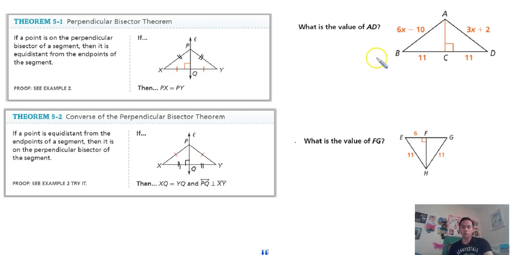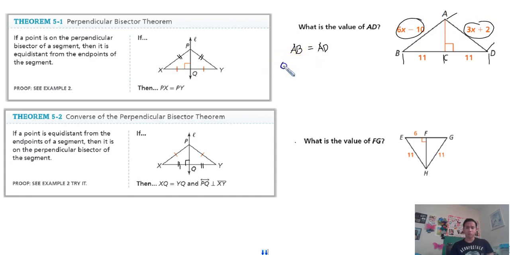So what is the value of AD? This is our problem. Based on the theorem that we have there, BC is congruent to DC because both of their measures are 11. Therefore, AB is also equal to AD. Thus, with the measurements given, 6x minus 10 and 3x plus 2, we have to find the value of x.